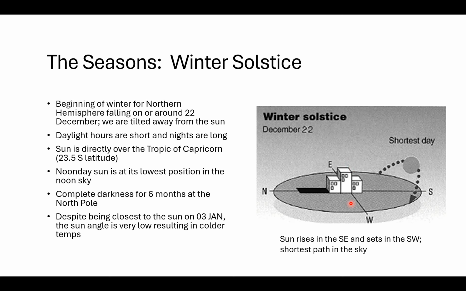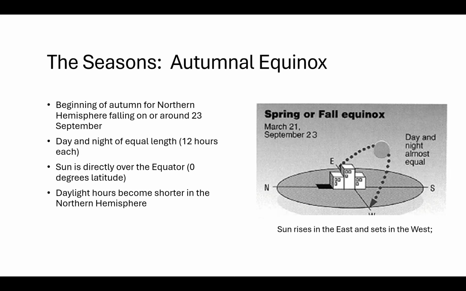Here's my diagram on the right. So look at the difference here. December 22nd, winter solstice. The path is much shorter, number one, from sunrise to sunset. Sunrise is going to occur in the southeast, and it's going to set in the southwest. But this is much less direct solar radiation at this point. Shortest path in the sky.